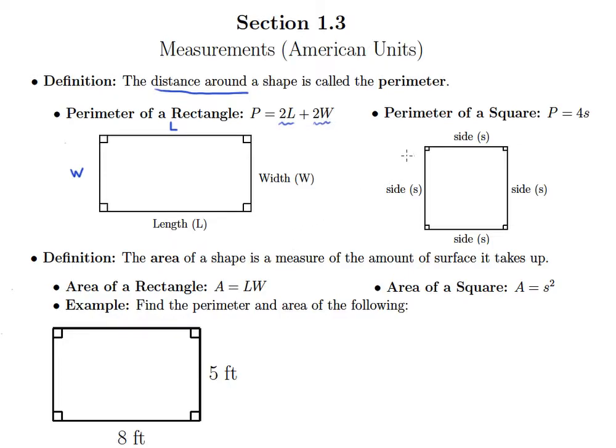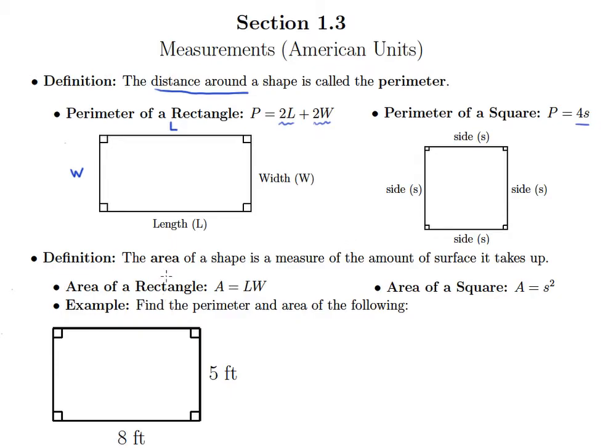And then the perimeter of a square is really found in the same way. It's just that if all the sides are the same, as is the case with a square, instead of having 2 times the length plus 2 times the width, you just have 4 of the same side. So our perimeter is just 4 times whatever that side length is.